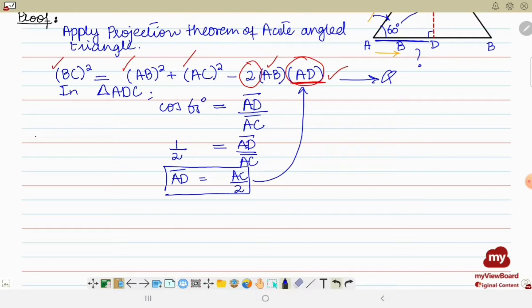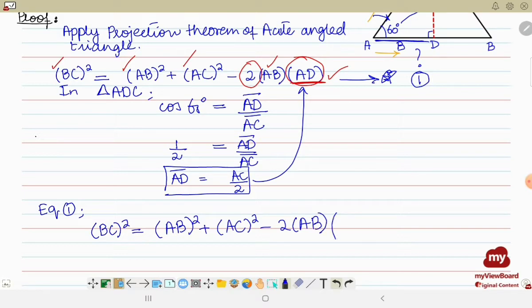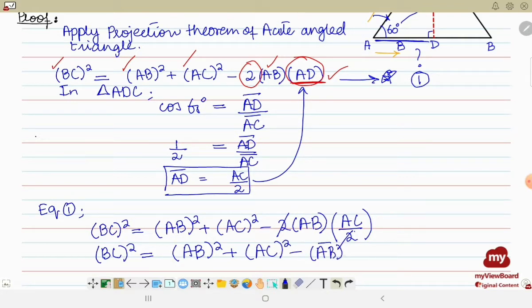So our equation 1 becomes BC square is equal to AB square plus AC square minus 2 times AB, and instead of AD we'll be writing down AC over 2. So you can say these three things are multiplied, so 2 and 2 get cancelled, and we'll be getting BC square is equal to AB square plus AC square minus AB into AC, right? यही हमने prove करना था, so we have proved it, right?